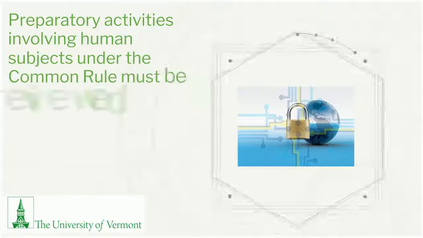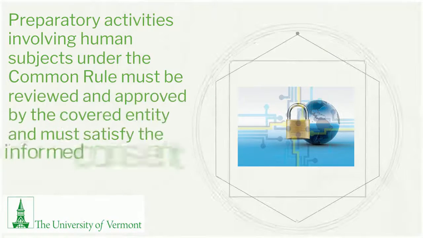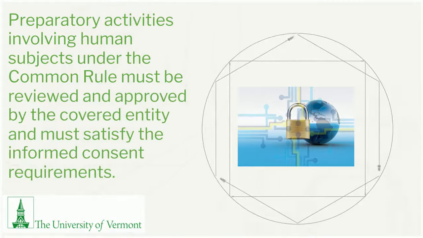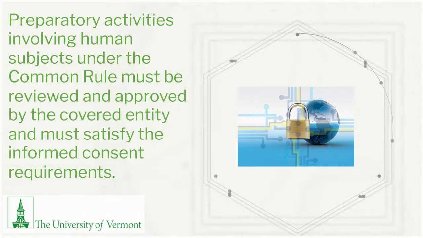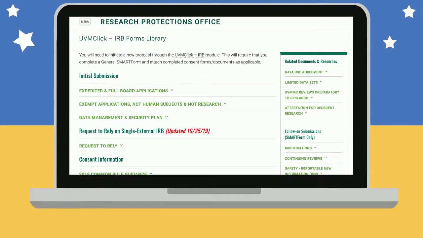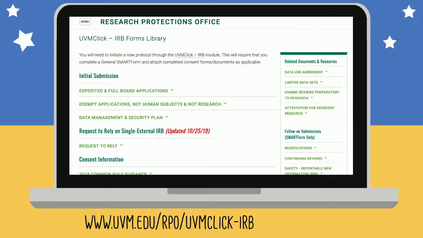Researchers should note that any preparatory research activities involving human subjects research, as defined by the Common Rule, which are not otherwise exempt, must be reviewed and approved by the covered entity and must satisfy the informed consent requirements. More information regarding UVM's consent requirements can be found at www.uvm.edu/rpo/IRB-forms-library.